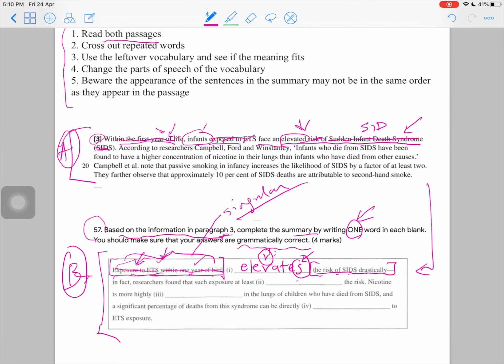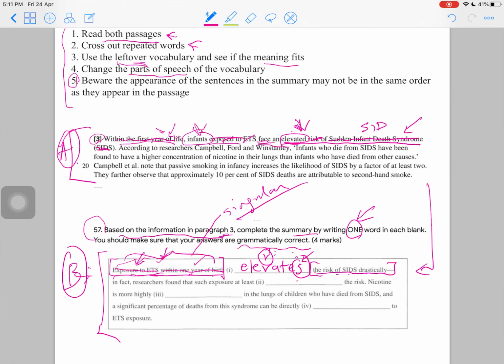Okay, so what we did just now was reading, going back to the instructions, so reading both the passage and the summary. Then cross out repeated words. Of course, you don't actually need to do this for every single blank unless you find it very difficult. Then you use the leftover vocabulary and see if it fits the meaning. So we had this word infants and even face, but elevated is the word that can actually fit here. And you need to change the parts of speech.